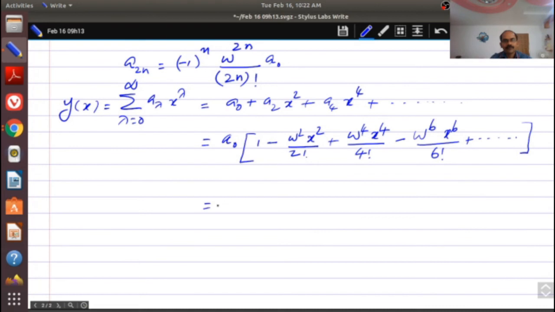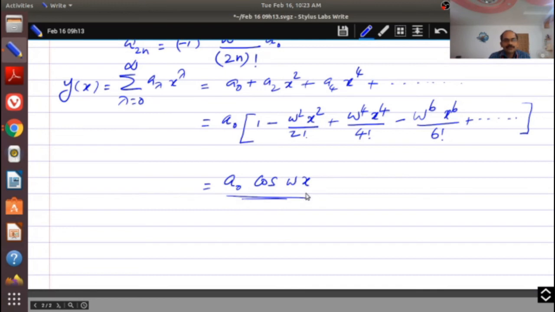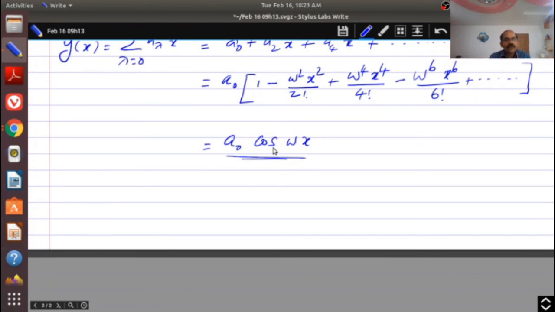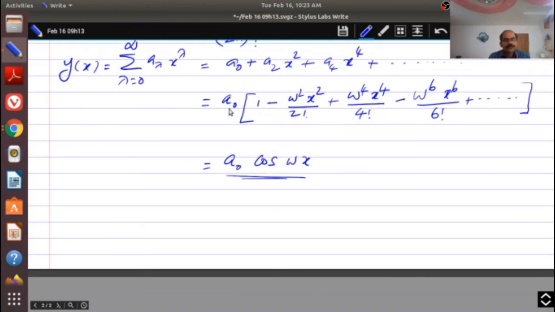What is this? It is cos omega x. What is cos x? 1 minus x squared by 2 factorial plus x raised to 4 by 4 factorial minus x raised to 6 by 6 factorial. So this is the first solution, which is not surprising. Cos omega x, a0 is a constant term, cos omega x is the general solution. A0 will come from the boundary conditions of the equation. So you will have to use appropriate boundary conditions to find out what a0 is.